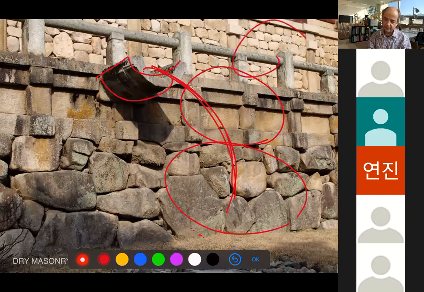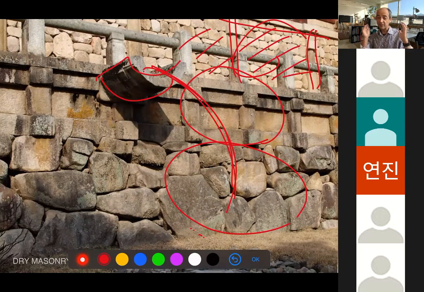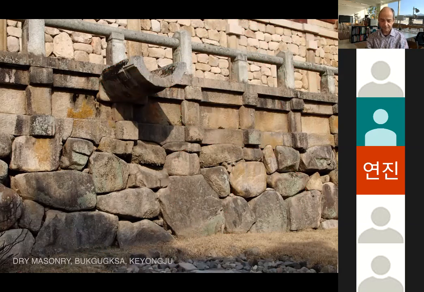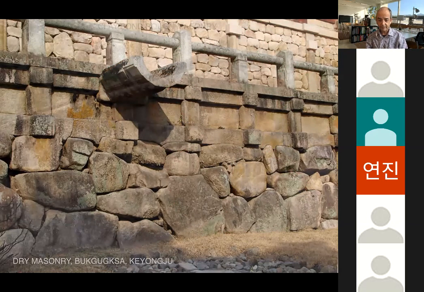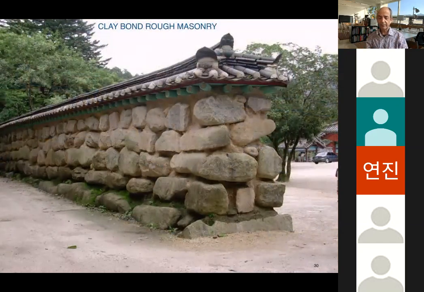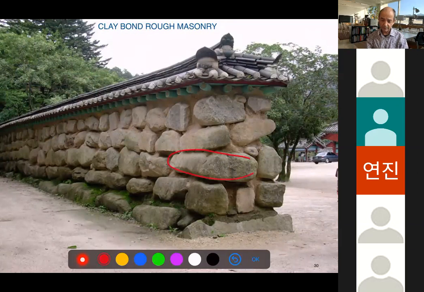And then again, Korean classical orders with infill of, again, rough masonry. It's very, very expressive. I think it's very unique and nice, interesting. And of course, you have another interesting construction, which is very rough masonry bound with clay, not mortar.